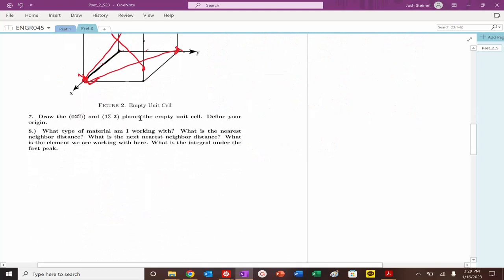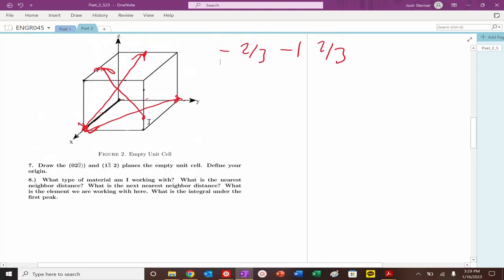6 is done. 7. In this empty unit cell, which will become empty now with the stroke of my pen, quite easily, draw the 0, 0, 2, 2. So again, we're infinite here. So our intercepts, our y is equal to 1/2. But we need to change our origin because our z is here.